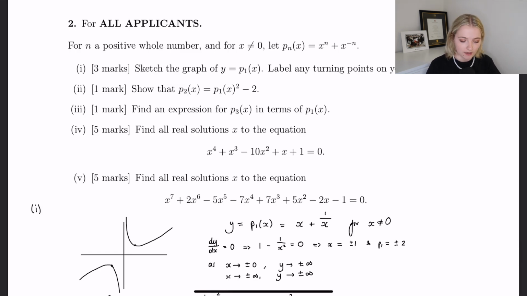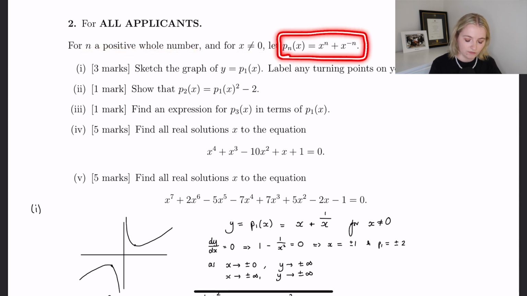Okay, so we're going to look at question 2. There's quite a lot of maths here, as you can see, but one of the first things we're told is that n is a positive whole number. For x not equal to 0, we have this equation for Pn of x. So essentially this can change according to what value of n is put into here, and of course what value of x is also put into there. So this is crucial to the question.